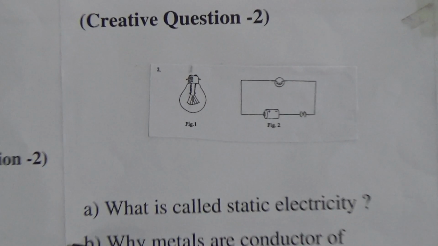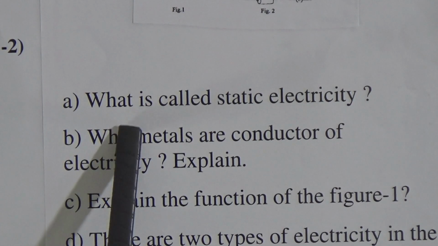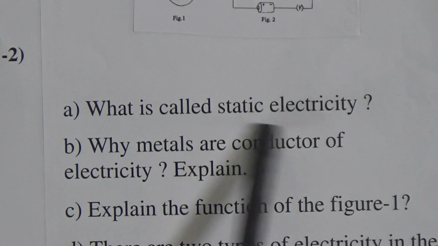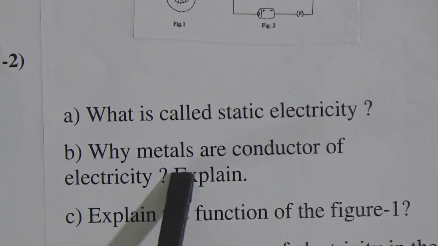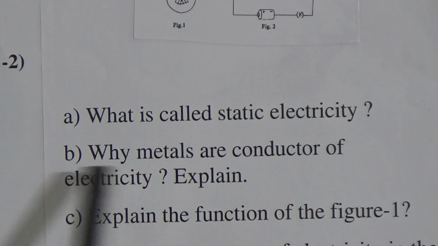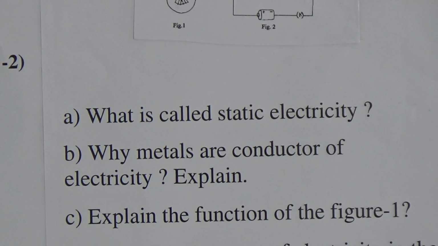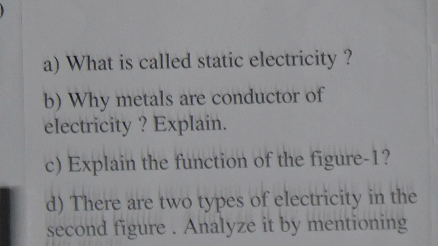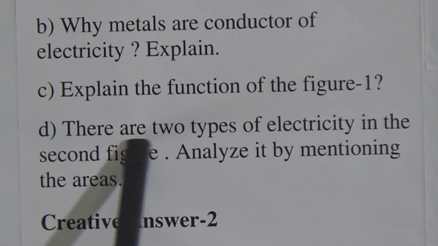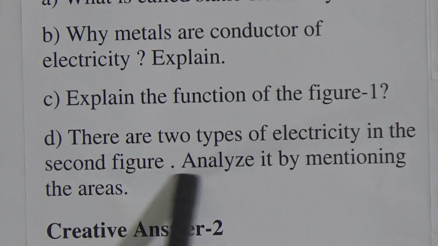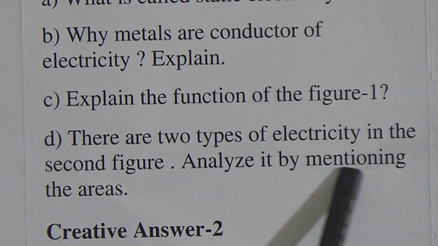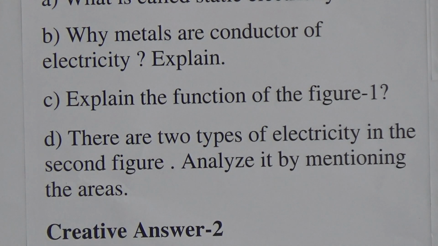Our first question, A number question, is what is called static electricity? And B number question is why metals are conductors of electricity? Explain. C number, explain the function of figure 1. And D number is there are 2 types of electricity in the second figure. Analyze it by mentioning the areas.